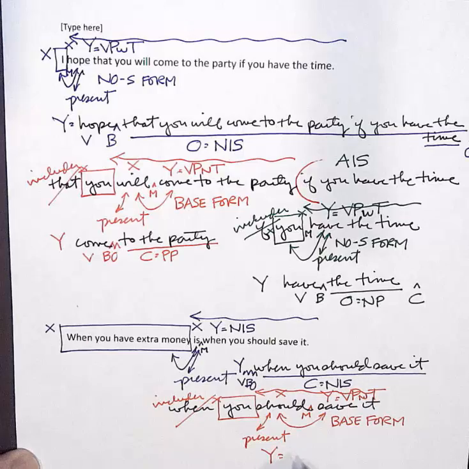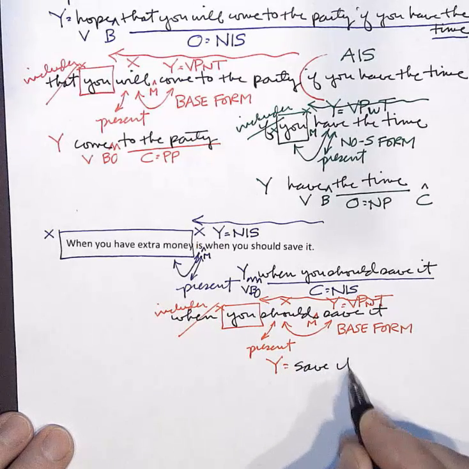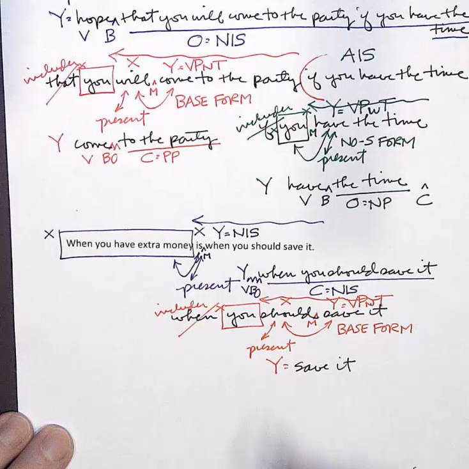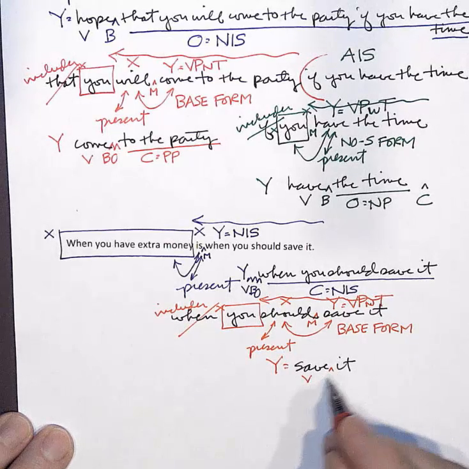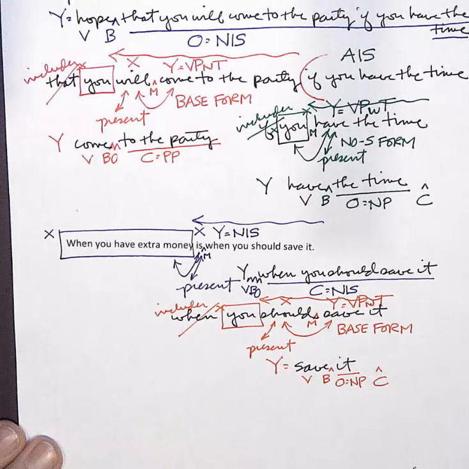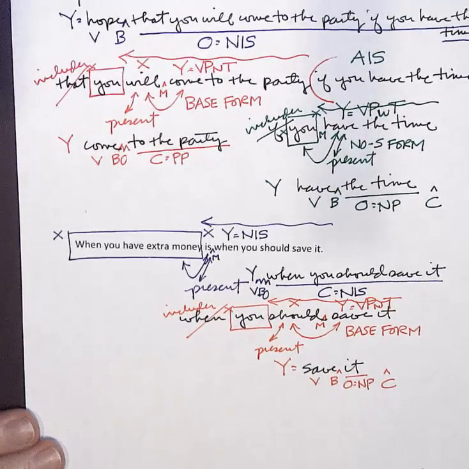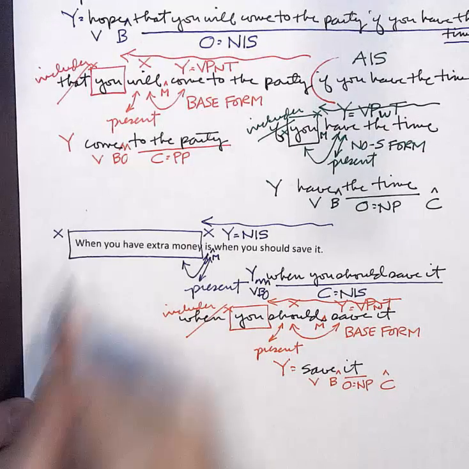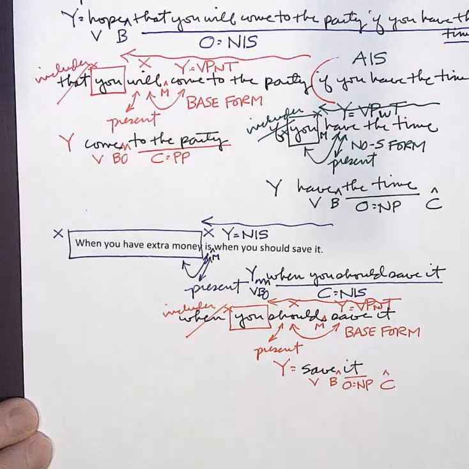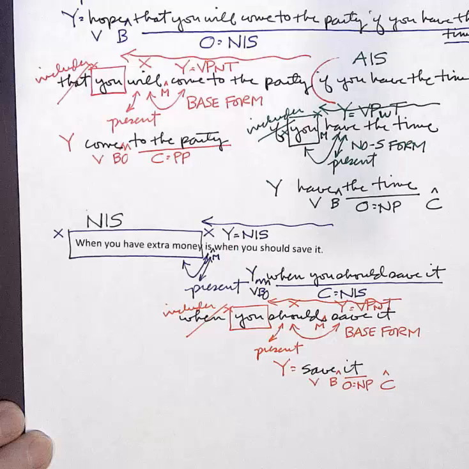The why. Save it. Verb. Particle. Object. Complement. Are we done? Not quite yet, because let's take a look at the subject. It's also a nominal included sentence, so we need to also check that.